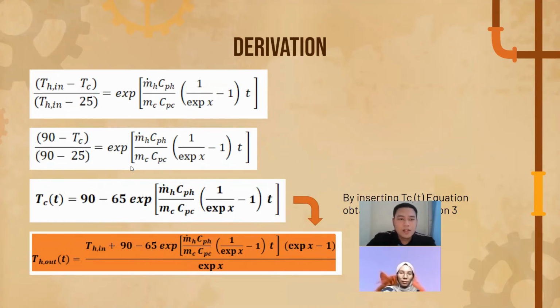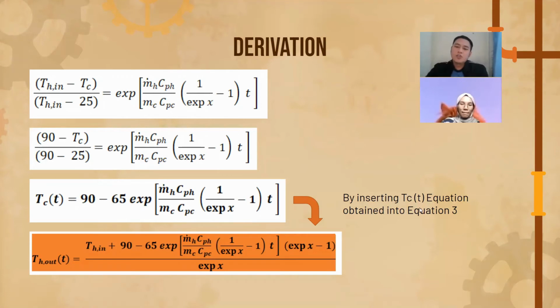And then after we solve it, we get the TC(t), which is time equal to 19 minus 65 exponent M dot H CPH over MC CPC times 1 over exponent X minus 1 times 2. And then we set the TC equation obtained into equation 3. So we get TH out (t) equal to TH in plus 90 minus 65 exponent M dot H CPH over MC CPC times 1 over exponent X minus 1 times t, and exponent X minus 1 over exponent X is the highlighted equation below.